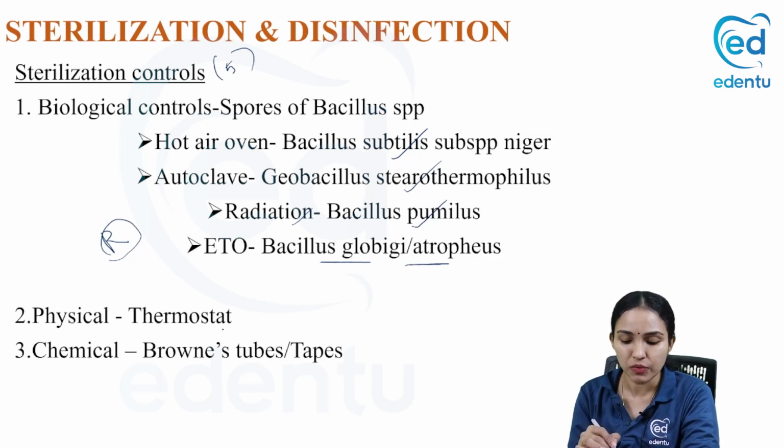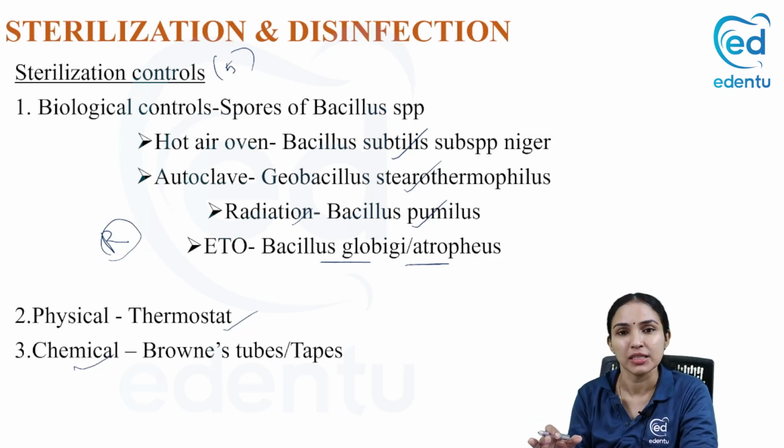And for physical methods, we need a thermostat. And for chemical methods, you have the tubes and tapes. So these are the sterilization controls that we use in physical methods of sterilization. So this is also a previously asked question, and with that we wind up the physical methods of sterilization.